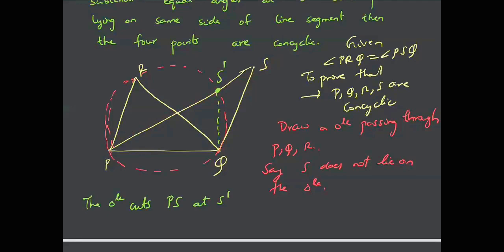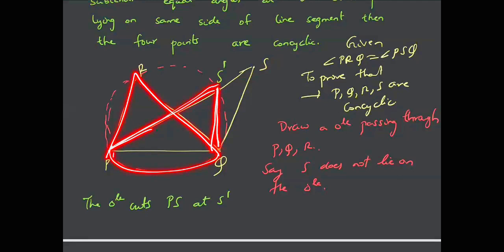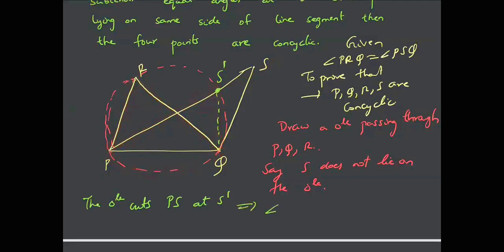Now since this is a circle, this PQ will subtend the same angle, right? This PQ will subtend the same angle at two different points on the circumference. So angle PRQ should be equal to angle PS dash Q. So this implies angle PRQ is equal to angle PS dash Q, right?